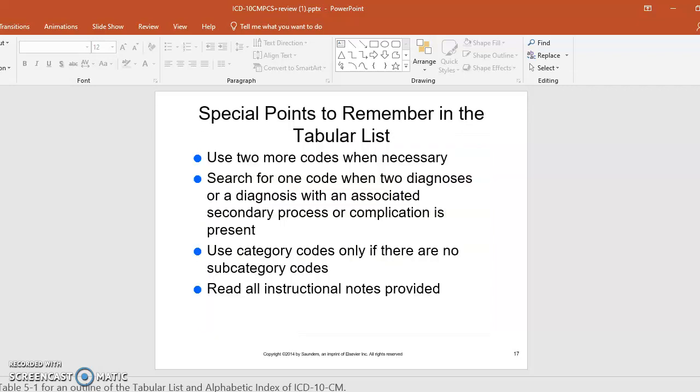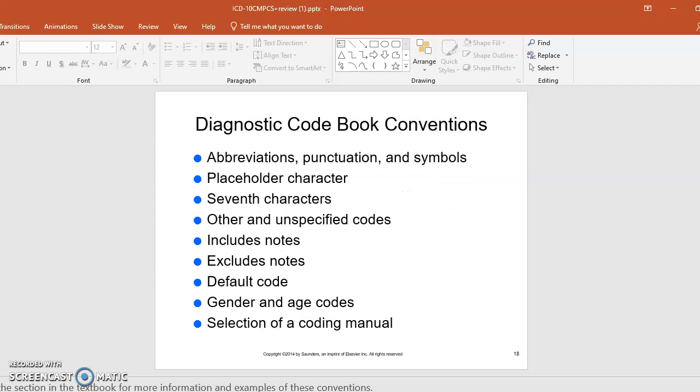Okay, so here we have special points to remember in the tabular list. Always use 2 codes when necessary. Okay, if 1 code doesn't describe it, you need to use 2. Search for 1 code when 2 diagnoses, or a diagnosis with an associated secondary process or complication, is present. Okay, so again, some of these conditions can be listed with 1 code. Use categories only if there are no subcategory codes. Then always read your instructional notes provided. Okay, these are different conventions, and we'll go through them. We already talked about abbreviations, placeholders, 7 characters.